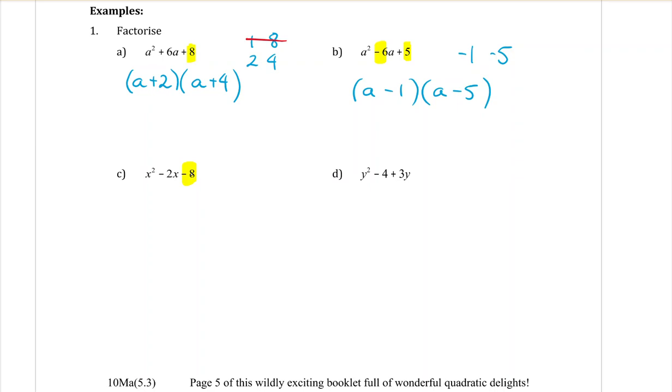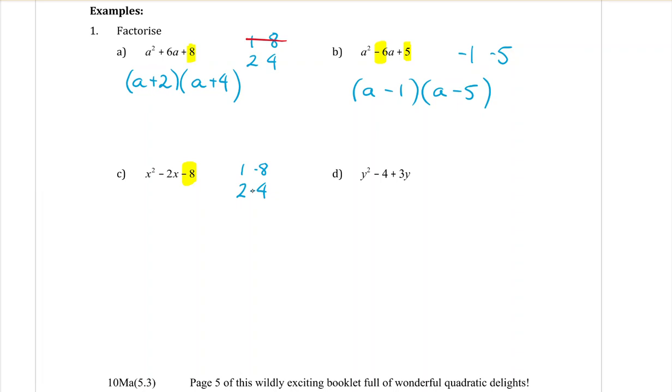Okay, so let's have a think. 8. The things that times to give 8 are 1 and 8, 2 and 4. We know that the bigger number has to be negative, so we want -8 and -4. They are my two choices. Both of them, when I times them, give -8.